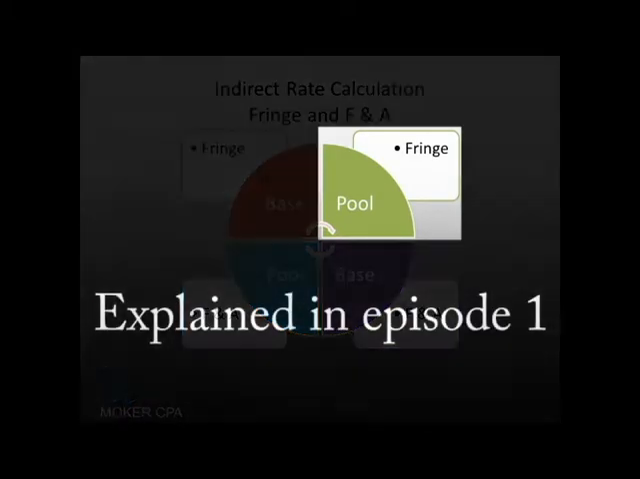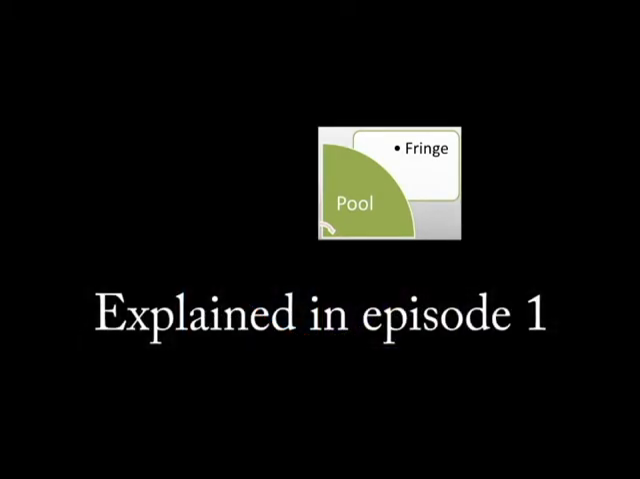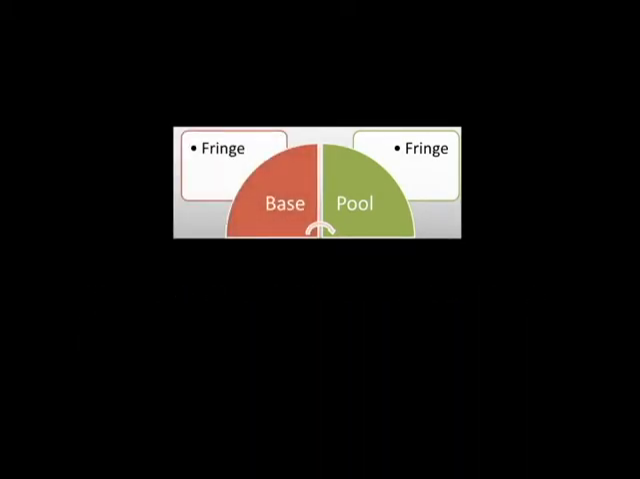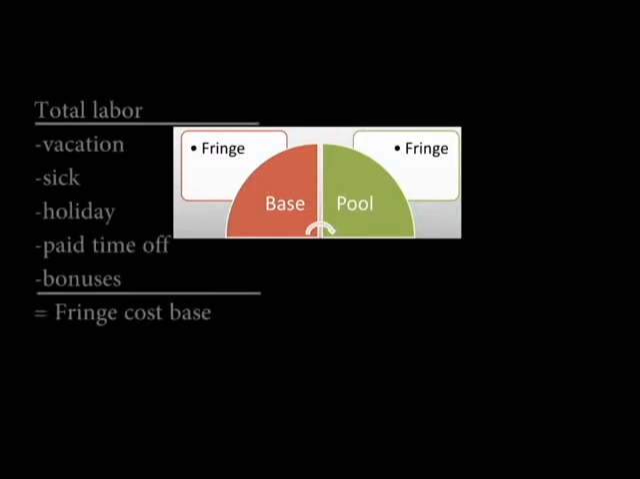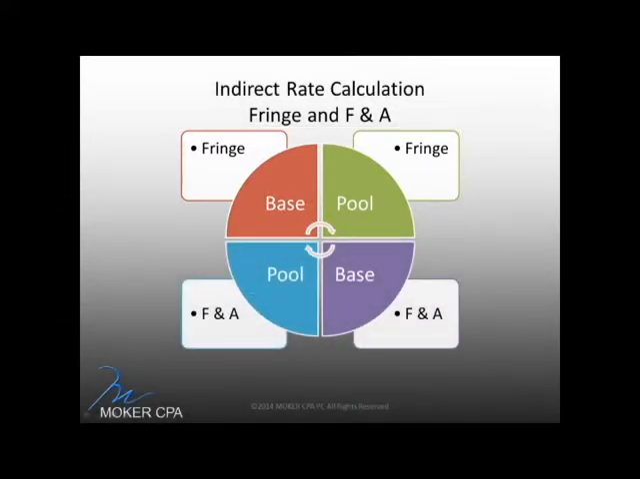Once the fringe cost pool is accumulated, as explained in episode 1, the cost pool is then divided by the fringe cost base. The fringe cost base includes total labor and excludes vacation, sick, holiday, paid time off, and bonuses.